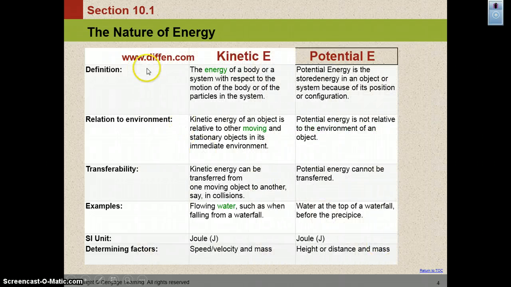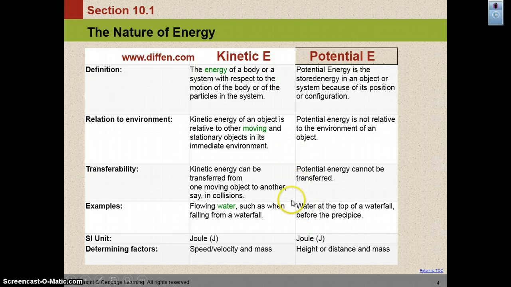Okay, this table came from www.diffin.com, and this just compares and contrasts kinetic and potential energy, and I thought it would be a good source for you to go back to. The definition, of course, that we just covered is kinetic energy is the energy of a body or a system with respect to motion of the particles of the system, whereas potential energy is stored energy of a system due to position. Relative to the environment, kinetic energy of an object is relative to other moving and stationary objects in its immediate environment, whereas potential energy is not relative to the environment of an object.